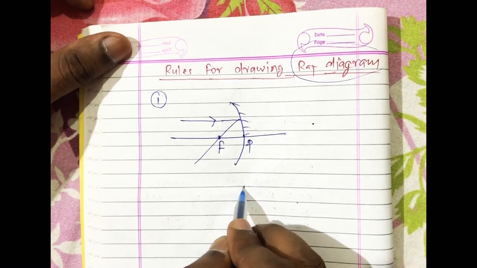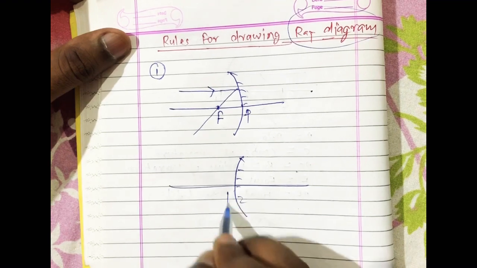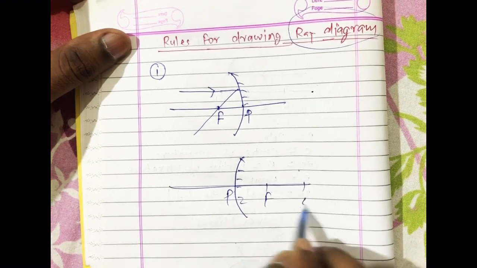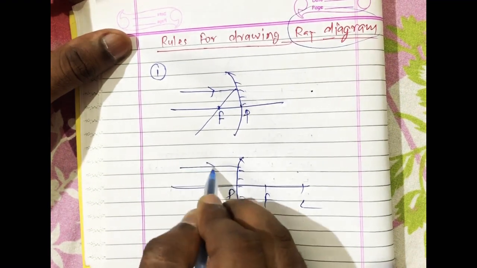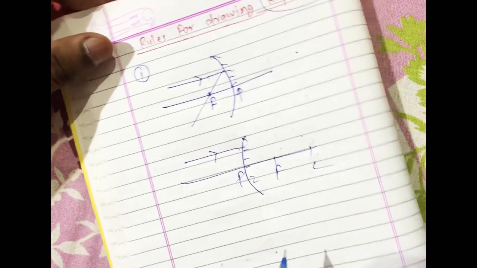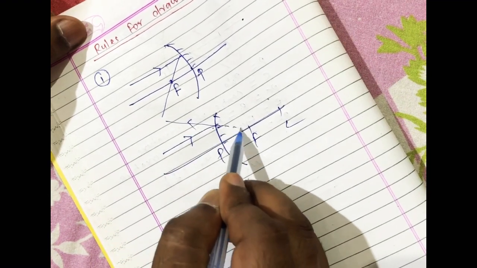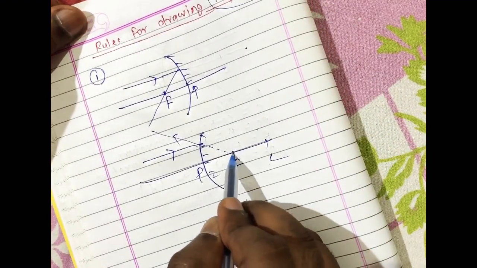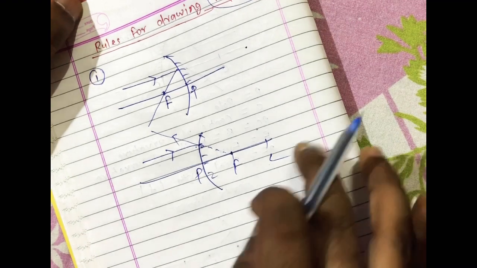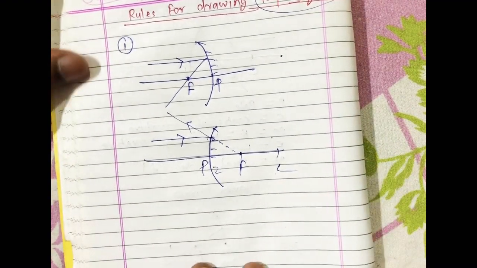While in a convex mirror, if the incoming light is parallel to the principal axis, then it will appear to come from a point on the principal axis. That point is called the focus. Okay, this is rule number 1.